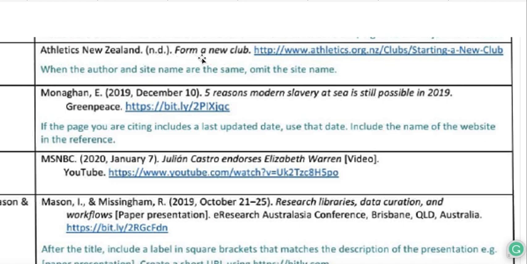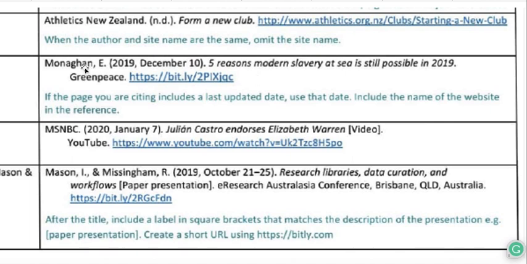Then form a new club. "Form a new club" is the title of the page, the subtitle of the web page from where the statement or the reference has been taken. Then the whole web address follows. This is given when the author of the web page is not available. But if the author is available, then we use the same technique as in the case of books and articles: last name and first name, the year, and the date also.